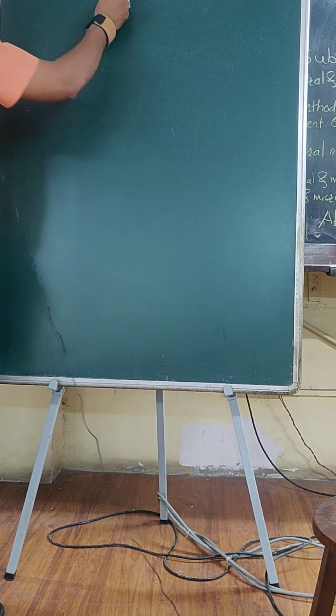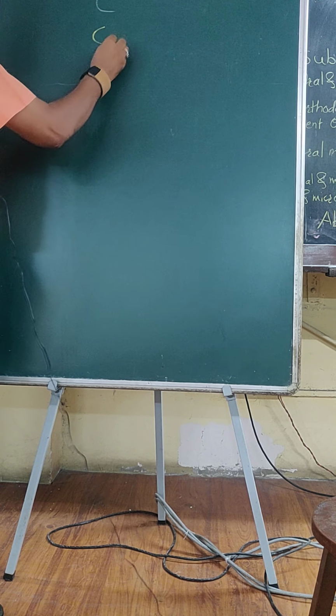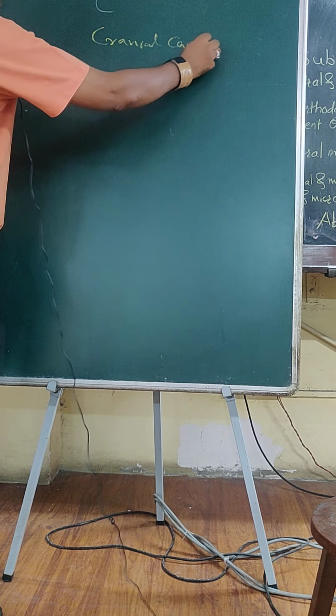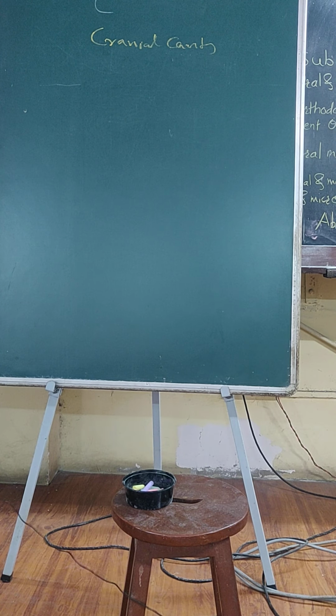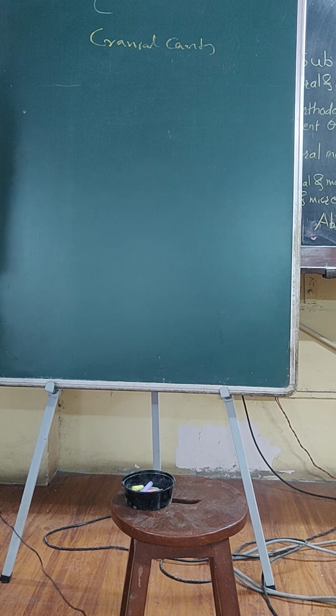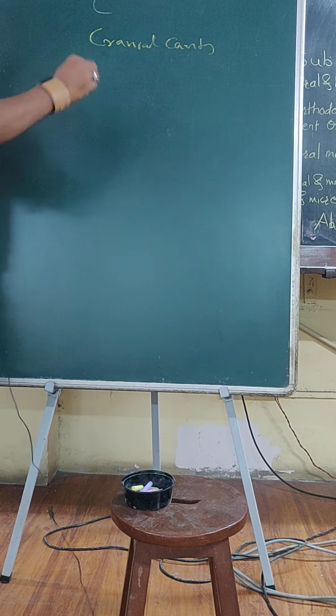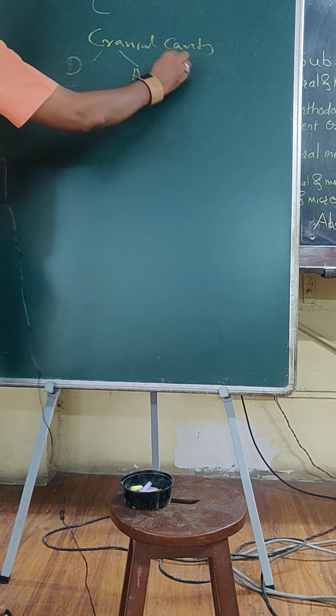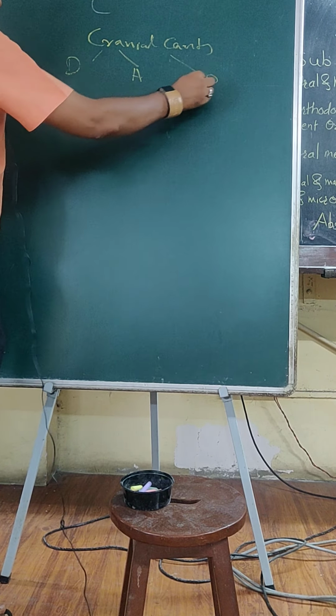So, the topic for today is the cranial cavity. Okay. Once the skull cap is removed, we see the three layers covering the brain. What are they? Dura mater, arachnoid mater, and pia.